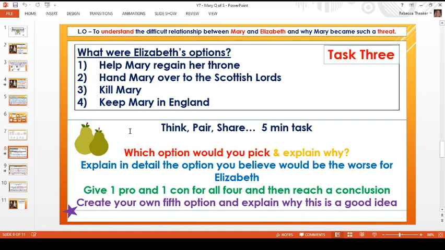So pause me for a second. What do you think Elizabeth's best option is and why? And what do you think is Elizabeth's worst option and why?